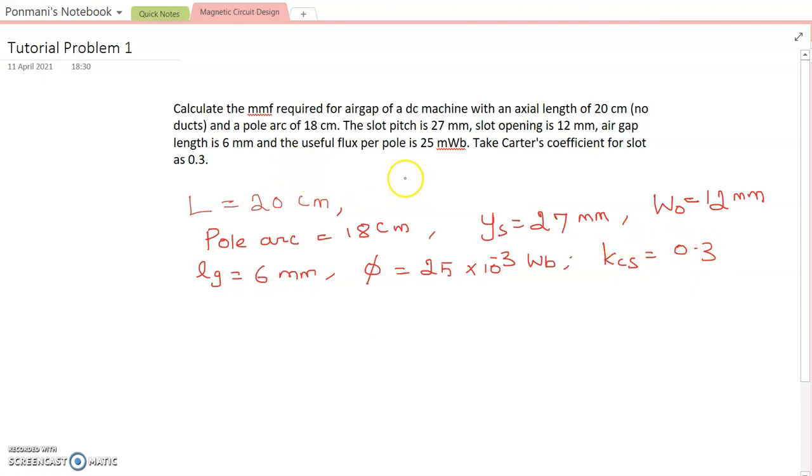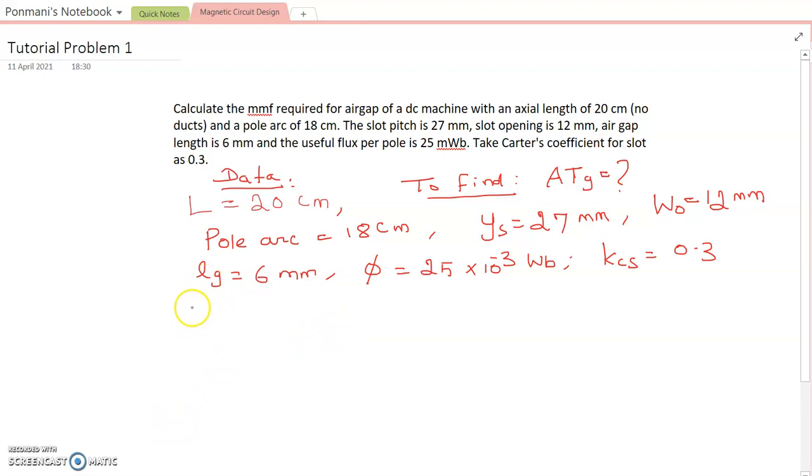We have to find out the MMF required for the air gap. So the MMF required for the air gap is what you have to calculate, and these are the data given in the problem. So what we need to calculate is the MMF required for the air gap.